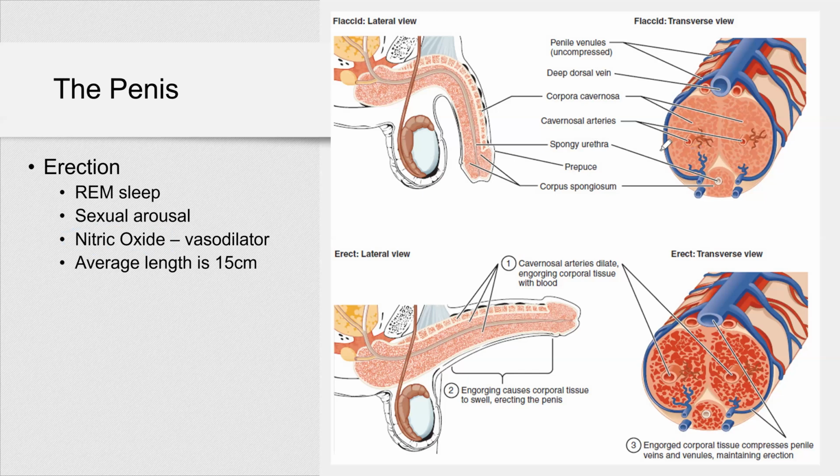The average length of the penis is about 15 centimeters, but that includes this part that is the bulb of the penis and the crura of the penis.